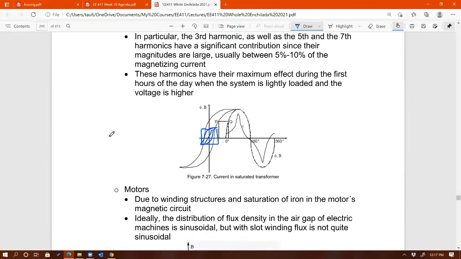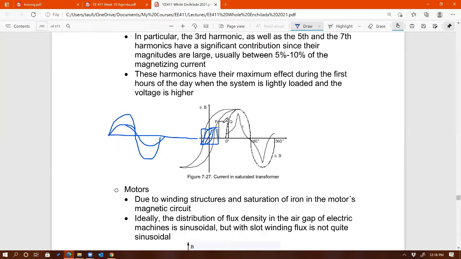You would apply a sine wave voltage, and the current that the transformer draws will be a sine wave as well. Again, this happens as long as you are operating the transformer in the linear region.